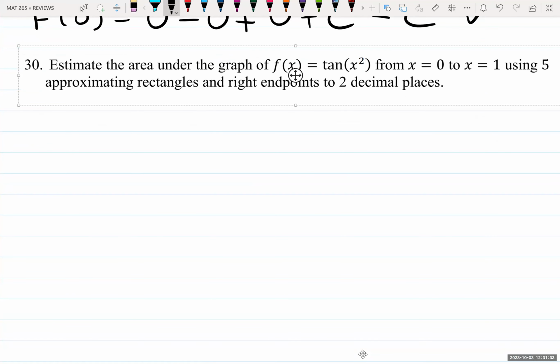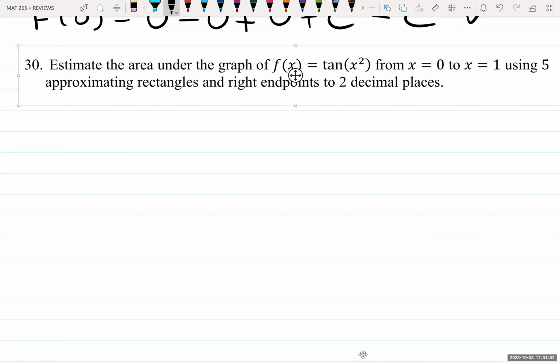Estimate the area under the graph from 0 to 1 using 5 approximating rectangles, right? They give you lots of information: endpoints and then 2 decimal places. Who cares about that? But unfortunately, WebWork does. I just realized.